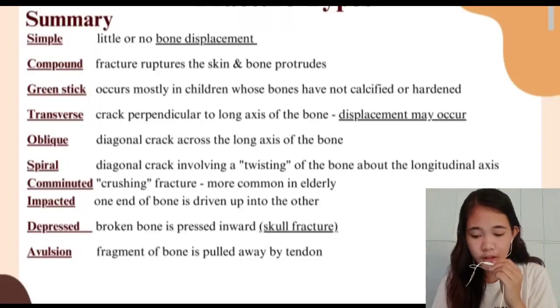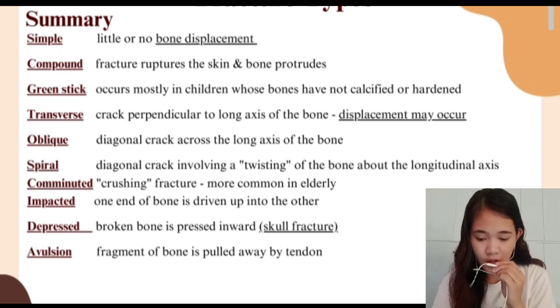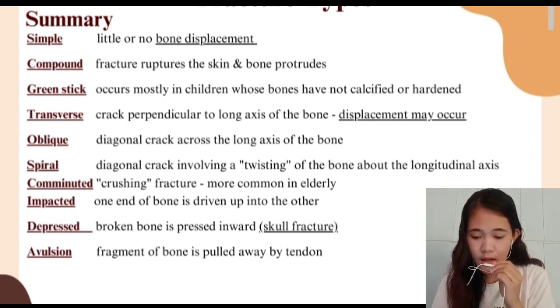Simple fracture, little or no bone displacement. Compound fracture, the fracture ruptures the skin and bone protrudes. Greenstick fracture occurs mostly in children whose bones have not calcified or hardened.